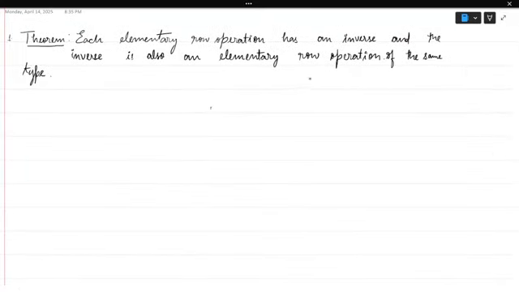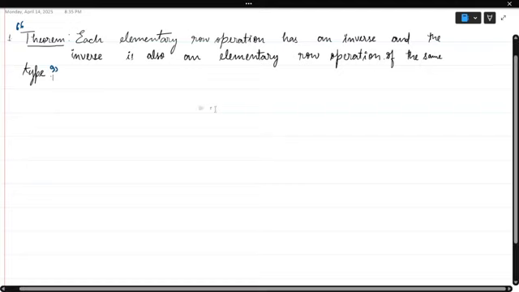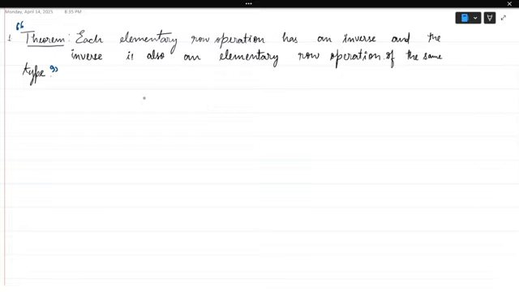Today we are going to discuss a very beautiful theorem from linear algebra, which comes under the postgraduate or undergraduate level of exams. This is a very basic theorem. It states that each elementary row operation has an inverse, and the inverse is also an elementary row operation of the same type. So let's start the proof.